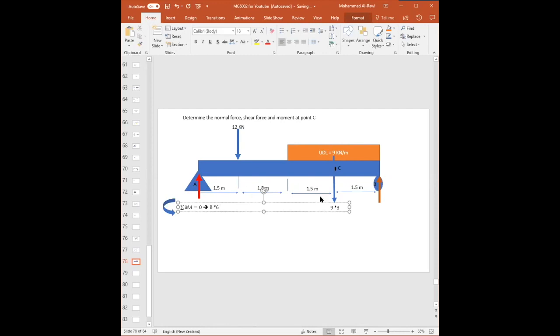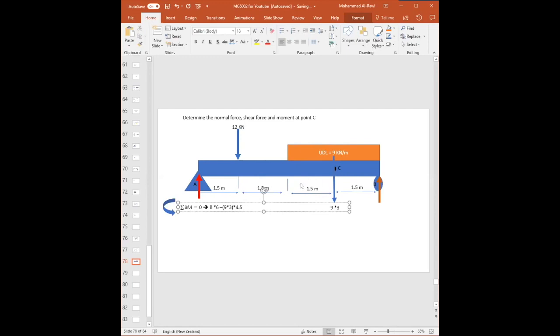Plus or minus, we can see. The UDL, which direction is it going? Negatively. So minus 9 times 3. This by itself is only the force. Now I need to bring in the distance. It would be the distance from this point to this point, and minus because it's clockwise, so times 4.5.